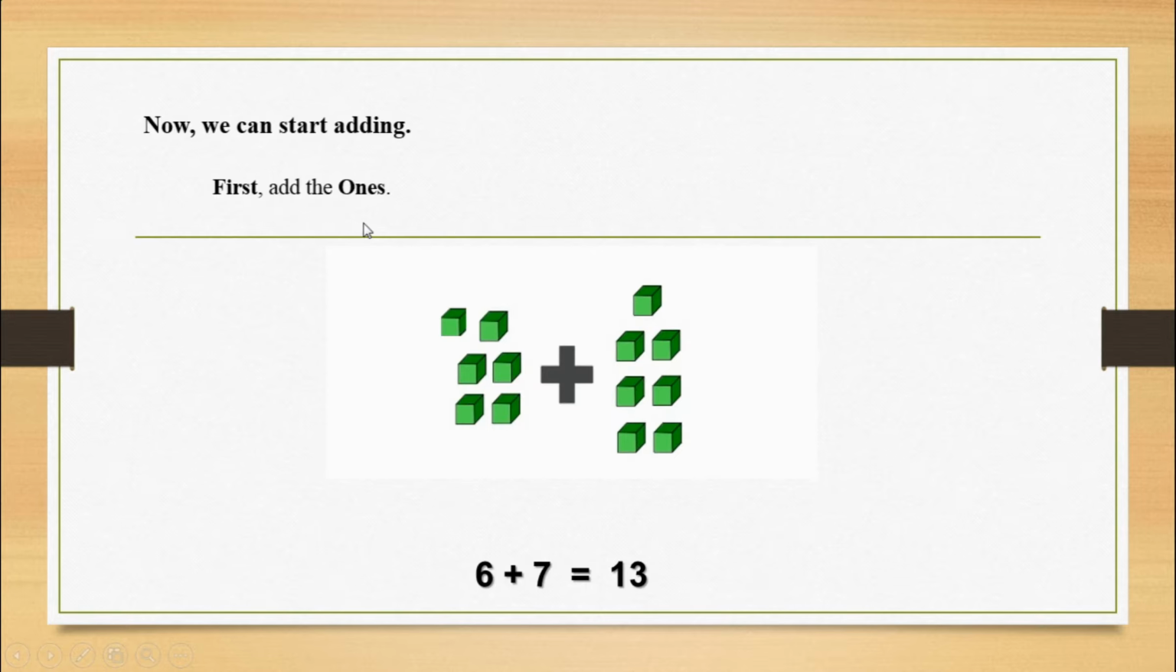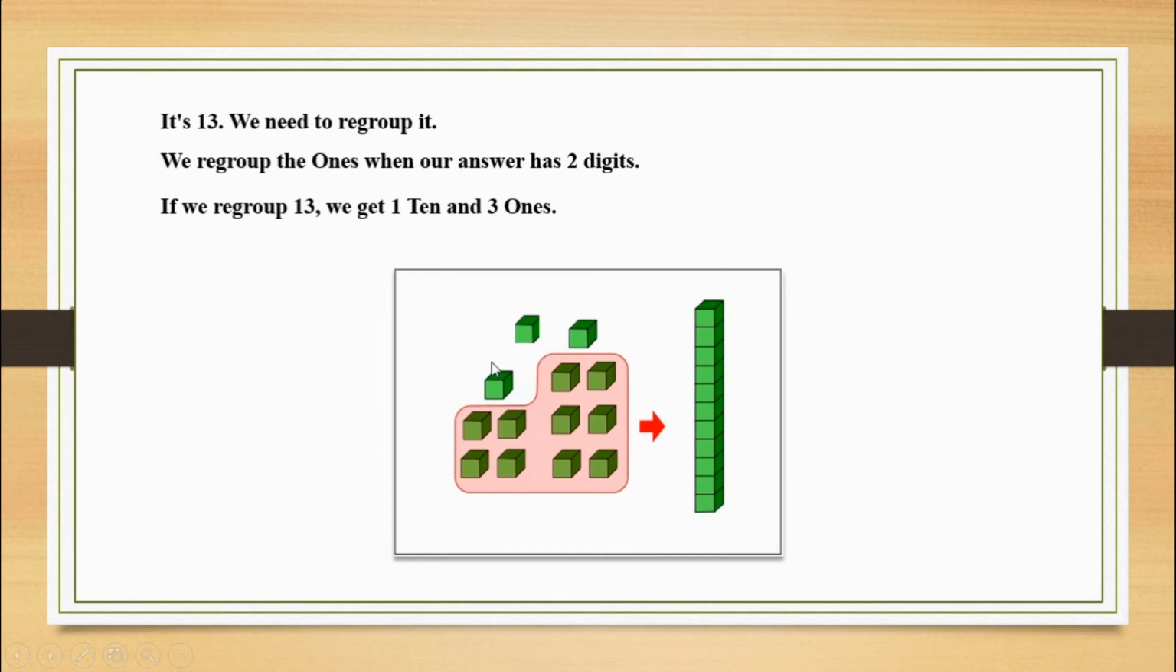Now we will start adding. First we will add ones. So here 6 and here 7 ones. We have to add these. After adding, we get the answer 13. It's 13. We need to regroup it.